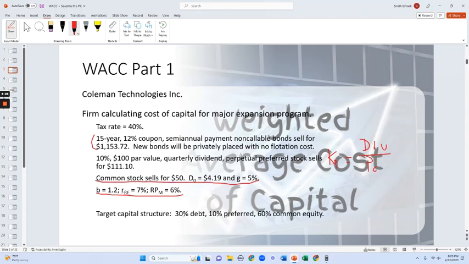The example they're giving you here is they just give it to you. You have a 30% weighting in the debt, 10% in preferred, and 60% in common equity.